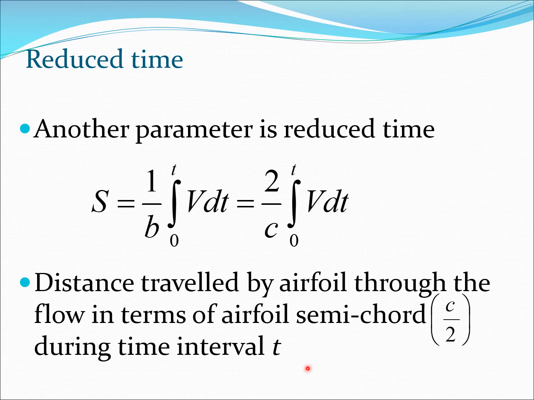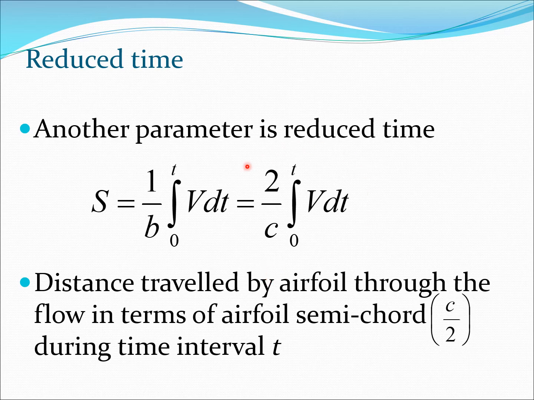Now, because of the complexity associated with using reduced frequency for helicopter rotor problems, a different parameter is very often used, and this is known as reduced time. So this is defined as follows. s is 1 by b integral 0 to t V dt, where b is c by 2. This c by 2 is very often used. We saw it being used in K, and we are seeing it being used in s also here. And c by 2 is simply b, also known as the semi-chord sometimes.